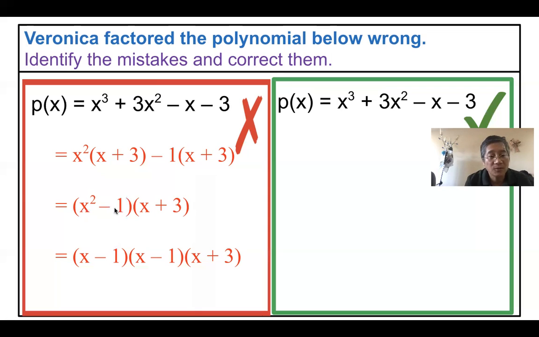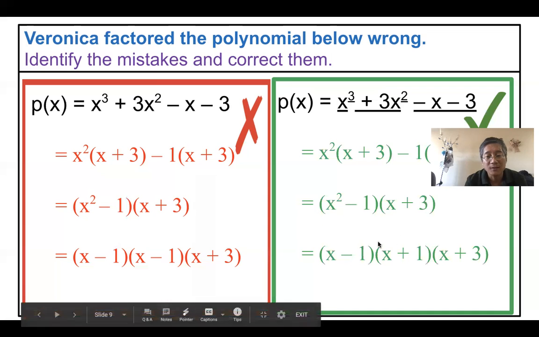So x squared minus 1 is x minus 1 times, not the x minus 1, right? A minus b, a plus b. So x minus 1, x plus 1. This was the error. All right, so if you correct it, it'll be like this. You understand? Okay, we will be done here.